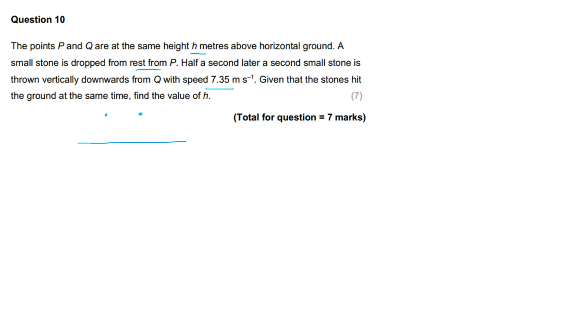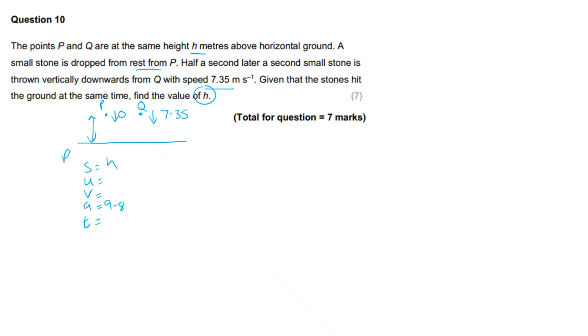So we've got them traveling a distance of h, P and Q. P is dropped from rest, so its initial velocity is 0. Q is thrown down, its initial speed is 7.35. So we need to set up our SUVATs because it's constant acceleration. Both are falling due to gravity, so for both of them, the acceleration is going to be 9.8. The distance we're trying to find is h for the same.